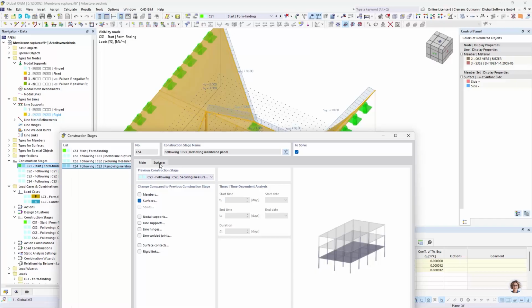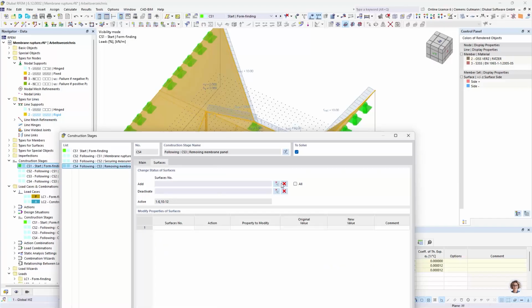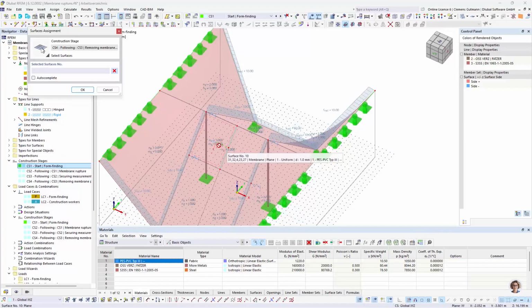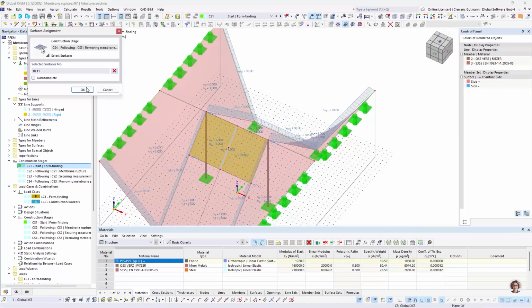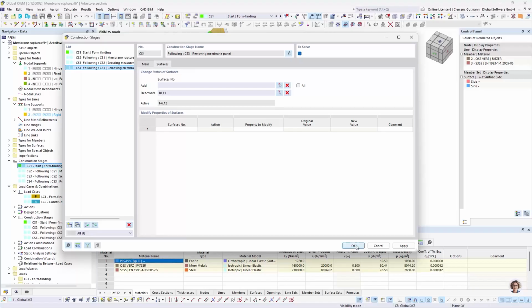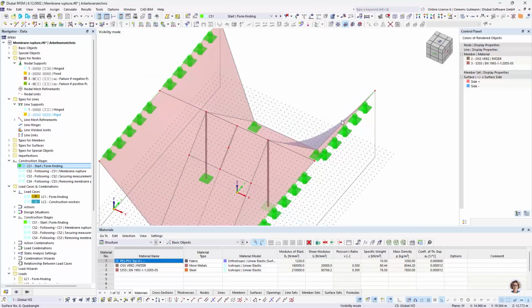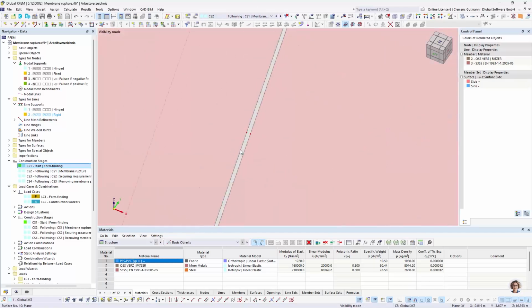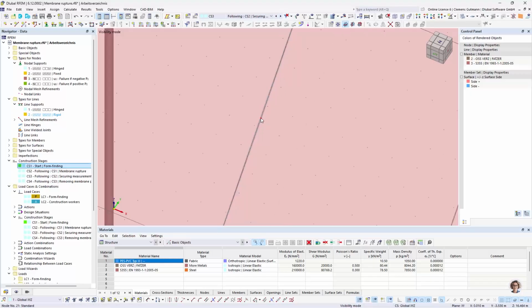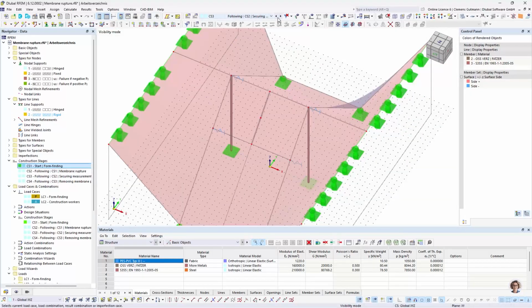And then we want to remove some more of the membrane, deactivate them. Okay, and now it's done. So let's take a look. So in the beginning, we have all of the objects. Then the surface here is removed. Then the nodal supports appear, and then this membrane is removed.